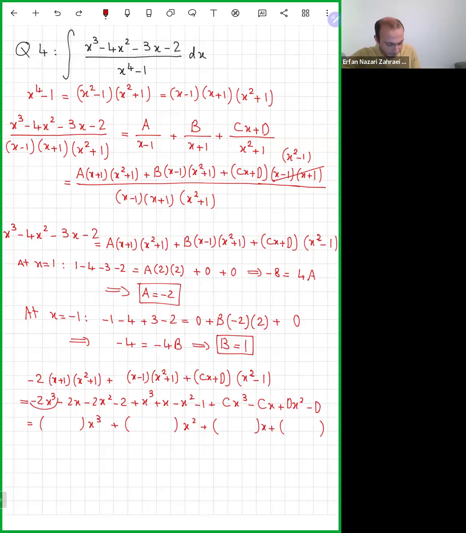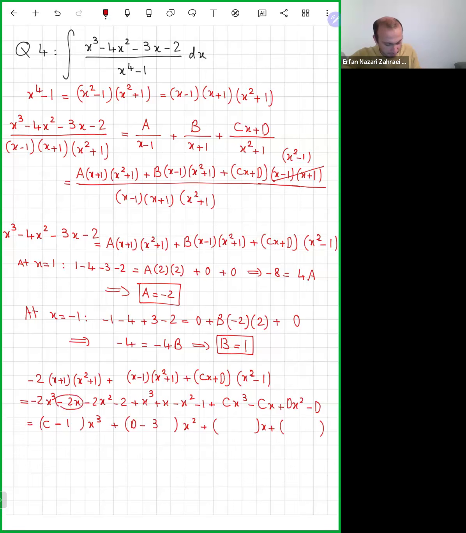Okay, good. I have 3 x cubed terms, this. What are the coefficients of them? C, 1, and negative 2. So here I have C plus 1 minus 2, which is C minus 1. Then x squared terms. I have this term and this term. So the coefficients are D, minus 1 and minus 2. So it's D minus 2 minus 1. In total, it's D minus 3.